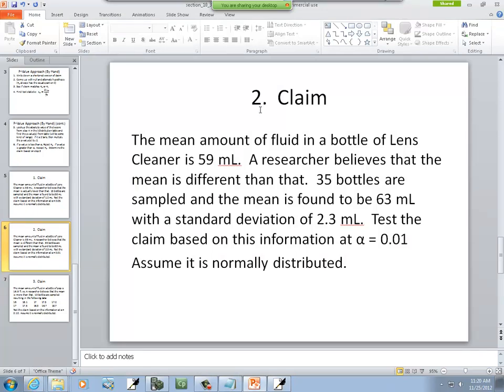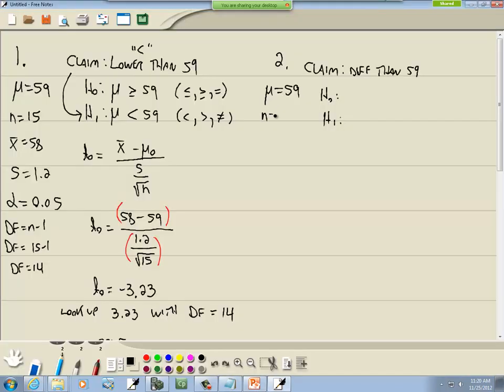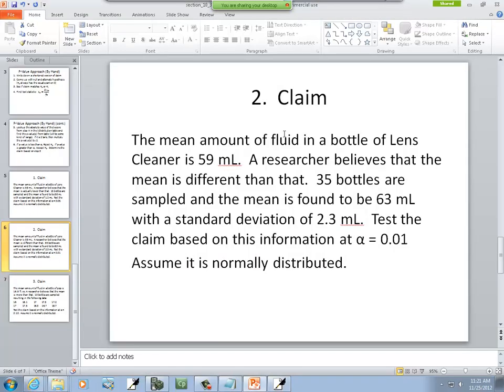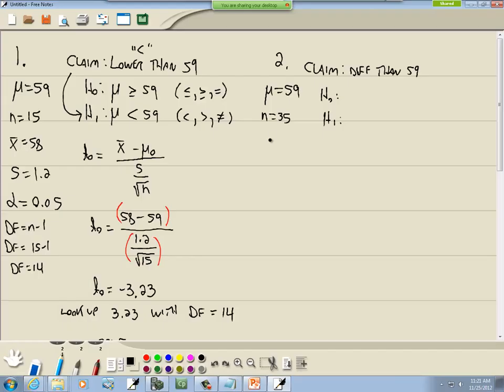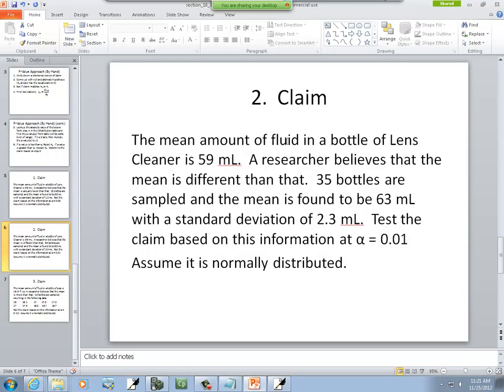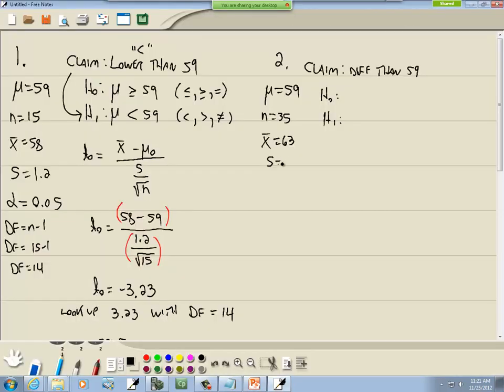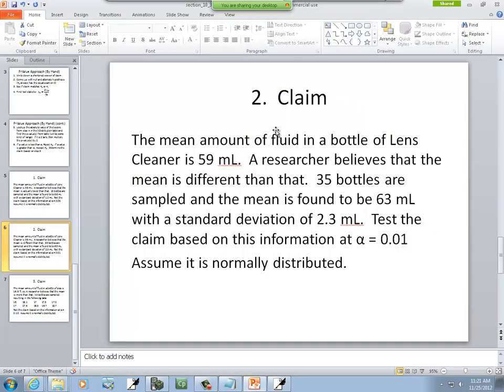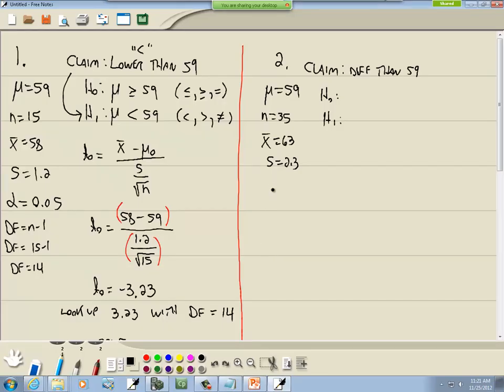Thirty-five bottles are sampled, so N is 35. The mean is found to be 63, so X bar is 63, with standard deviation 2.3. That's all the information they give us. Alpha is 1%. We know we need our degree of freedom, which would be 1 less than N, which is 34.